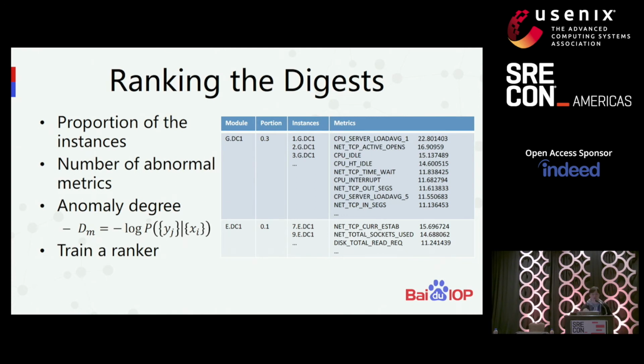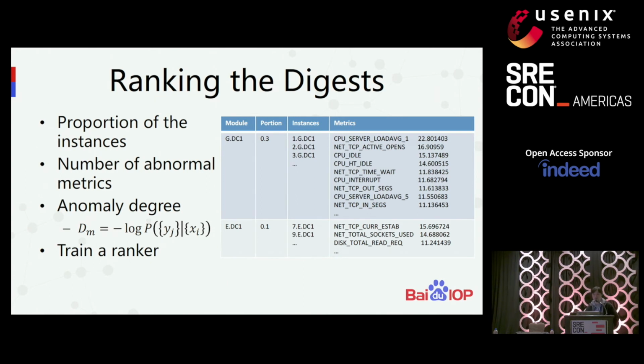In ranking, we consider 3 factors. The first one is the proportion of the instances in the digest compared to the total instances in the module. The second one is the number of abnormal metrics. And the third one is the anomaly degree, which is represented by the anomaly score. So if all these 3 factors are large, it means that the impact will be larger, so we will rank the digest higher. So we just need to check a ranker here.